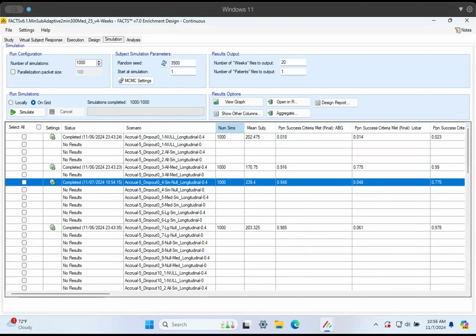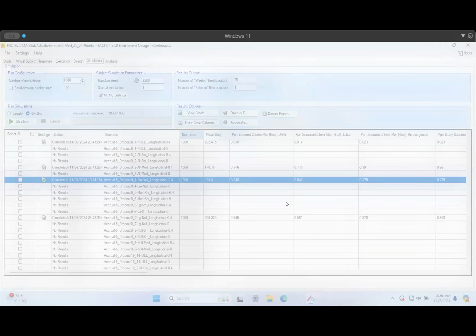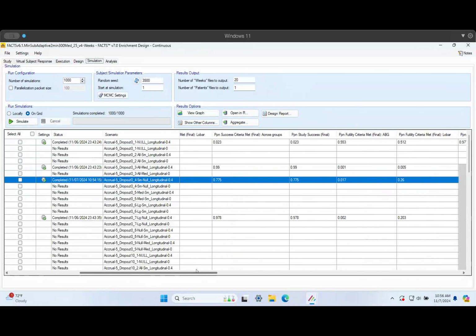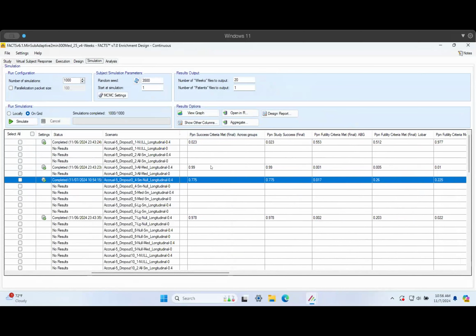So I think for this, it's actually more interesting to look at the proportion of trials with the success criteria met at the final for ABG and lobar. Those are going to be those group specific parameters. This across group, this is our power. So the proportion of trials where the across group treatment effect met its success criteria. In this scenario where we've got a small effect on one subgroup and a null effect on the other, that's got 77.5% power.